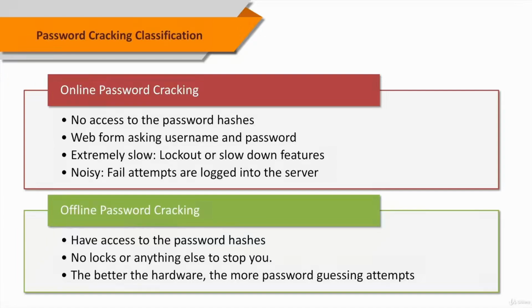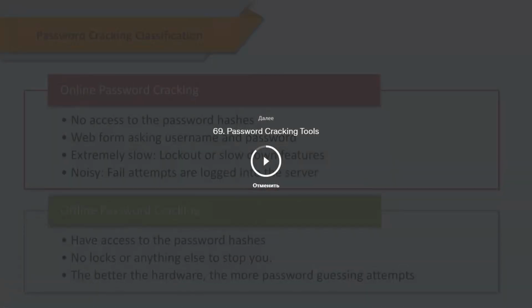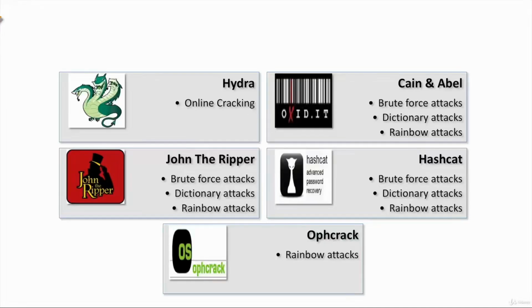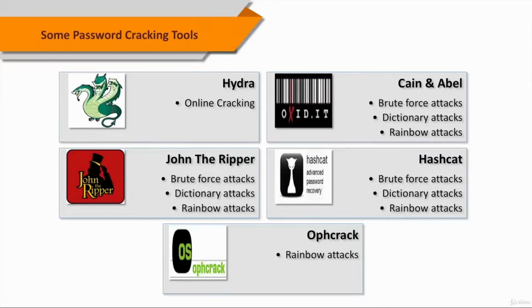The only thing that could hold you back is the limits of your computer hardware, because an offline attack takes advantage of its machine's processing power, and its speed is dependent on the speed of the actual machine. So the better the processor, and nowadays even graphics cards, the more password guessing attempts you can get per second. There are a lot of password cracking tools, and some of them are listed on the slide, and now we'll see some of them in detail.